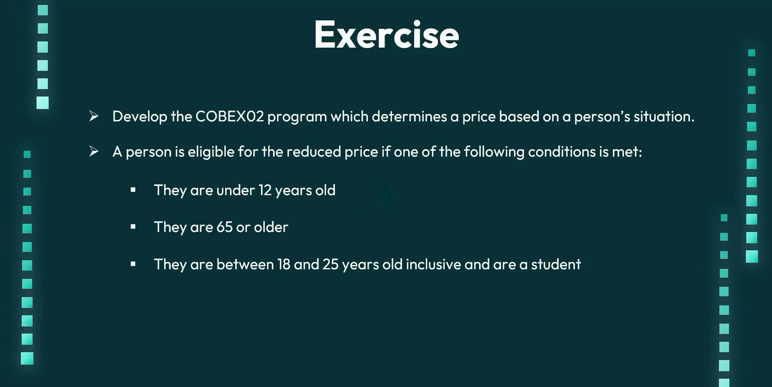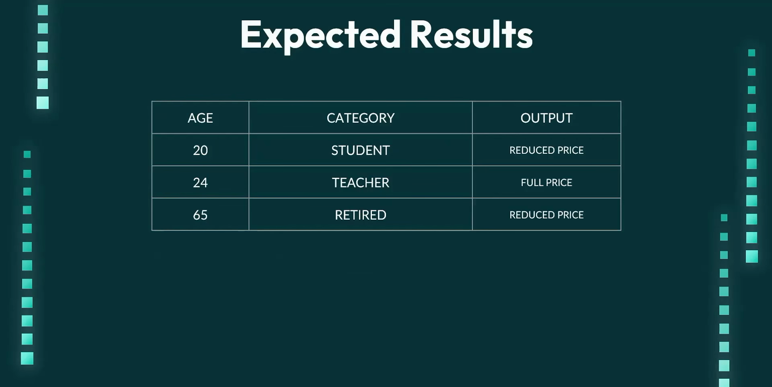We'll declare a numeric variable called age and an alphanumeric variable, category, which will indicate whether the person is a student or not. Here are some examples of expected results. If the reduced rate applies, then display the message reduced price. Otherwise, display full price. I, of course, recommend pausing the video and trying to do the exercise on your own.